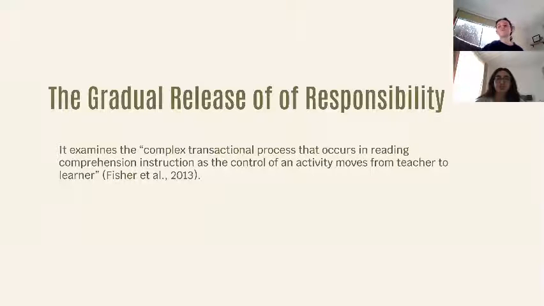So the gradual release of responsibility model plays a critical role in children's development. It examines the complex transactional process that occurs in reading comprehension instruction as the control of an activity moves between a teacher to a learner. This is also generalized to all aspects of children's development through different practices. This is a model that's used to signify the transition of responsibility and academic independence gained as a learner.